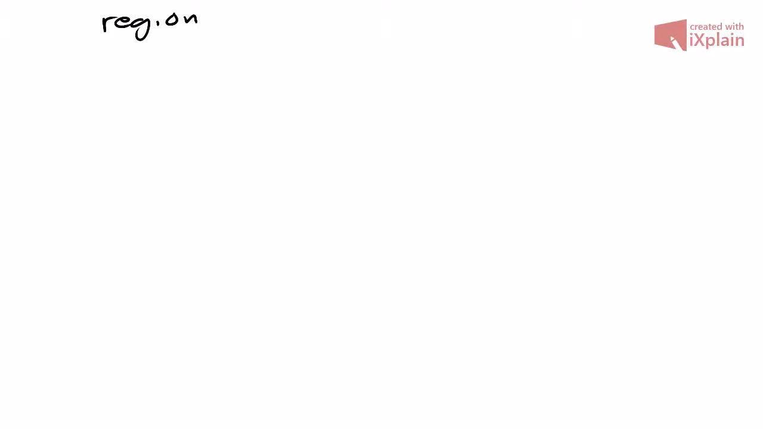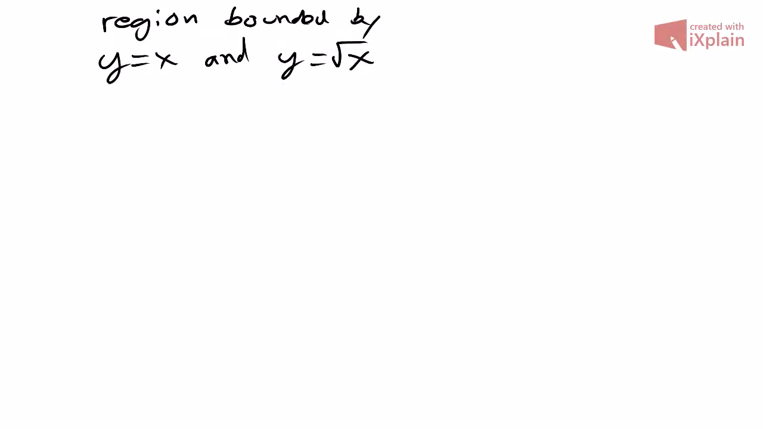Okay, so we're gonna take a region that's bounded by the line y equals x, and then the curve y equals square root of x. We're going to rotate about the x-axis.